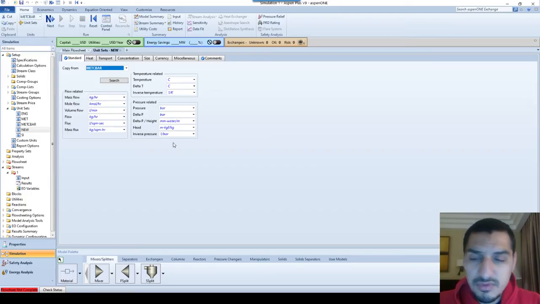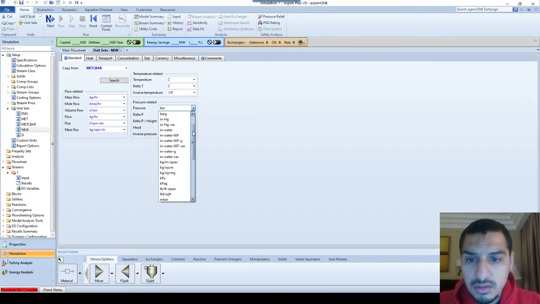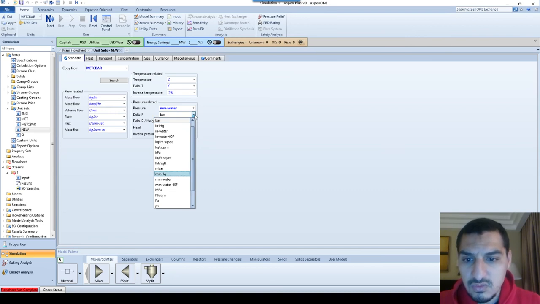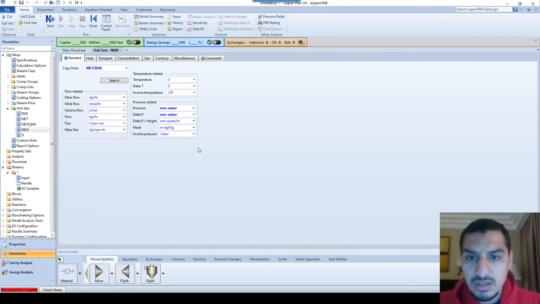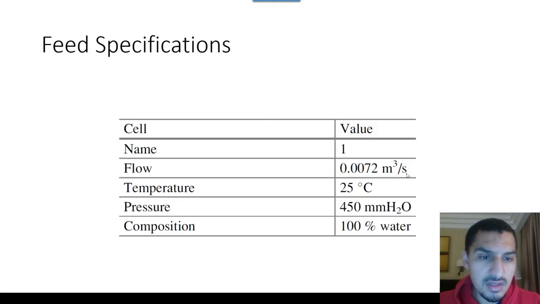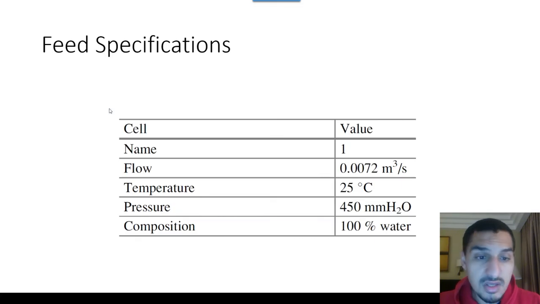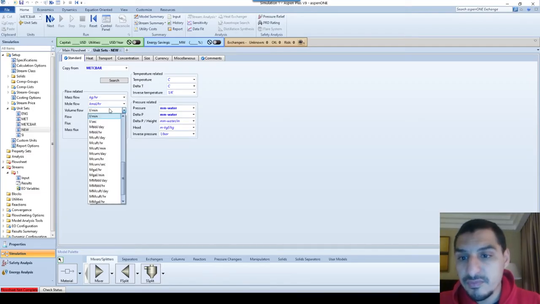I need to have the pressure in millimeter water. The delta P is going to be in millimeter water. Delta P height, that's okay. And we have the temperature in Celsius, and the volumetric flow rate. I want it in cubic meter per second.